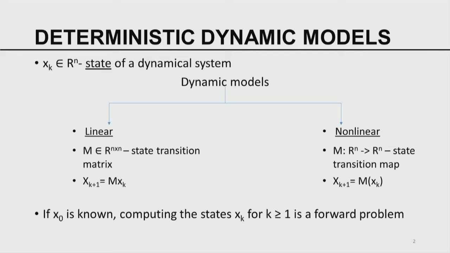That naturally leads to an extension of deterministic models, but instead of static models, we are going to be talking about dynamic models. We are going to be talking about inverse problems that occur within the framework of deterministic dynamic models. So it is useful to talk about a classification of dynamic models. Let xk be the state of a dynamical system. A dynamical system is something that evolves in time, as opposed to static models that remain constant with respect to time.